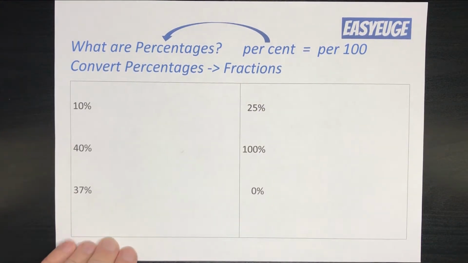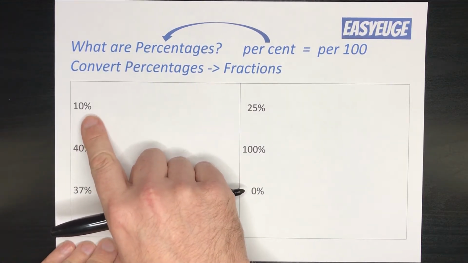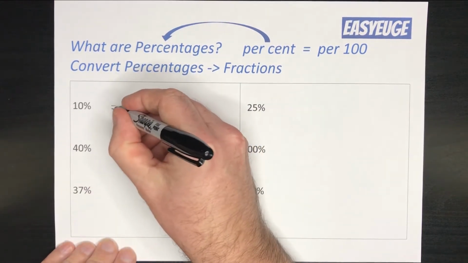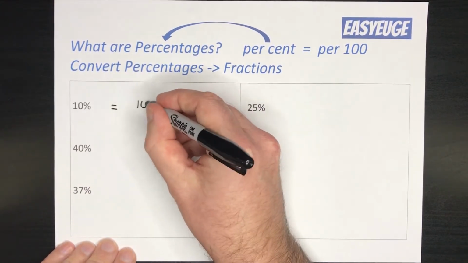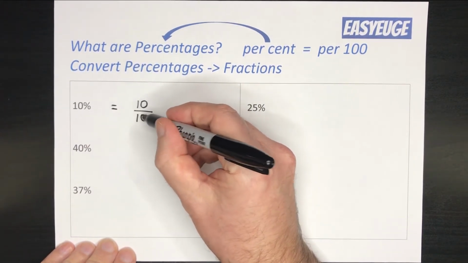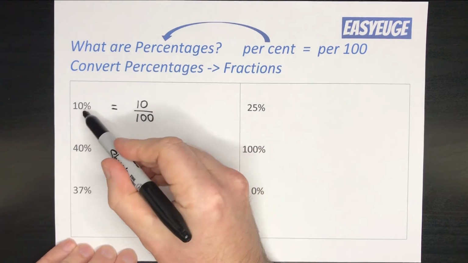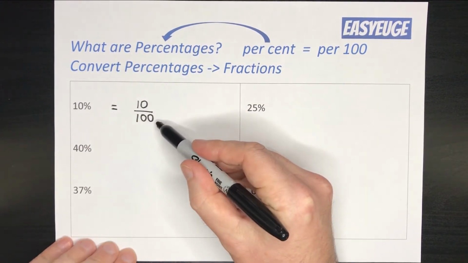So let's start by looking at 10%. So this is 10 out of 100. If we write that down, this can be written as 10%, or 10 out of 100. And that's what 10% looks like as a fraction. Now you have just converted your first percentage into a fraction. So if you're ever asked to convert percentages into fractions, very simply take the number and divide by 100.